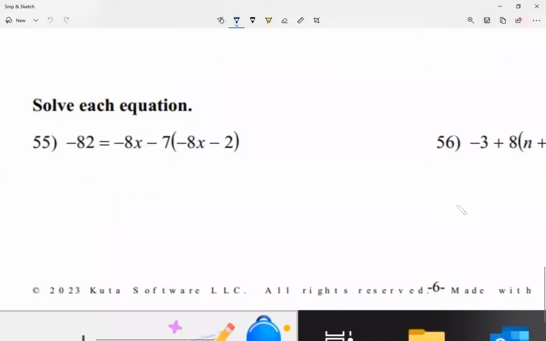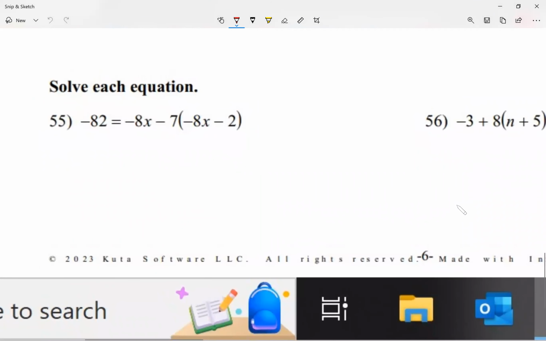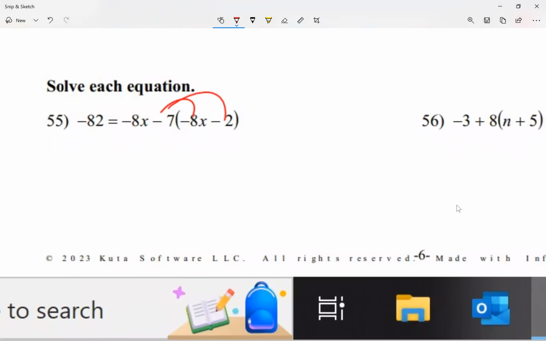All right, let's see a quick review. When we have parentheses, the first thing we have to do is get rid of parentheses. So this -7, let me multiply it to the numbers on the inside. So let's see, I have -8^2. It's equal to -8x. So now let me multiply the -7 to the inside.